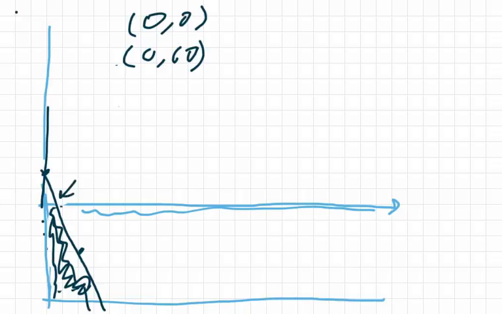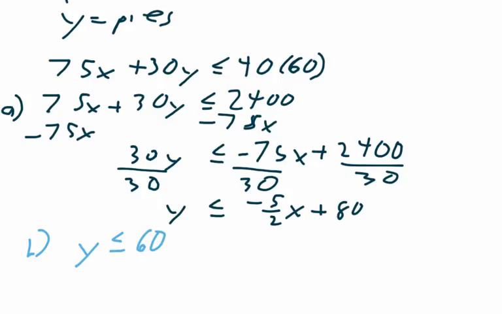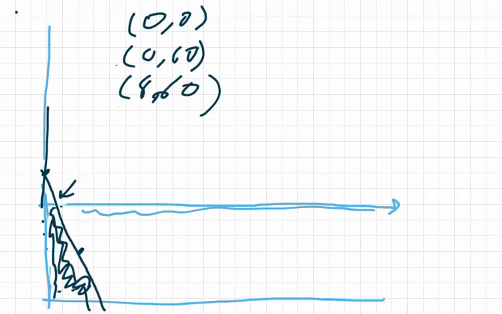So when I find the intersection, this turns out to be at 8, 60. And the other one, I need to sort of plug in 0. So 80 divided by 5 halves will give me the answer for that next one, and y is 0. So this last point is at 32, 0.